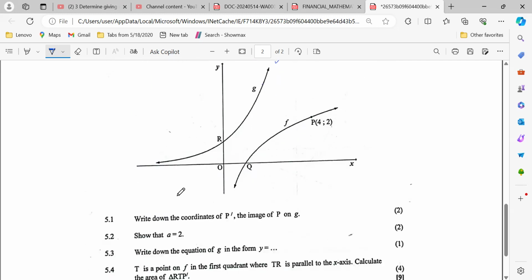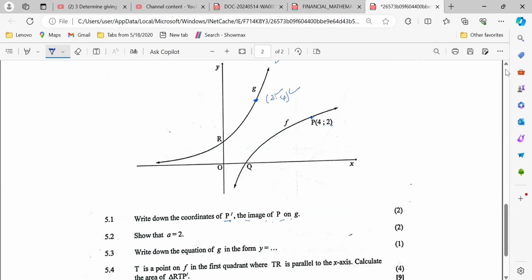Okay. Number one, they say, write down the coordinates of P prime, the image of P. So if you look at this one, I'm sure this one is (4, 2). What is going to be P prime, which is the reflection by the line y equals x? It's going to be (2, 4). We got the 2 marks.